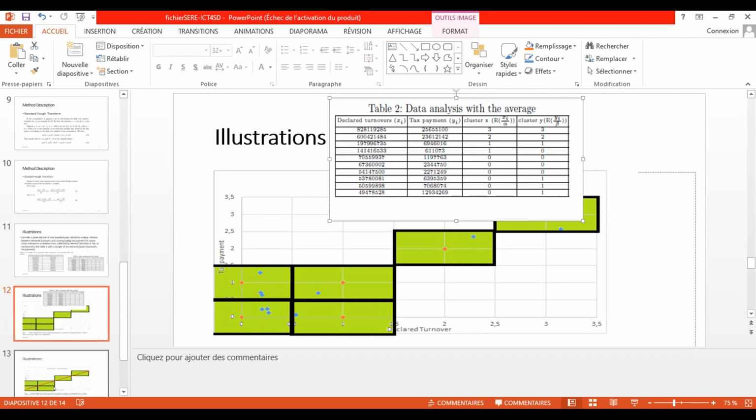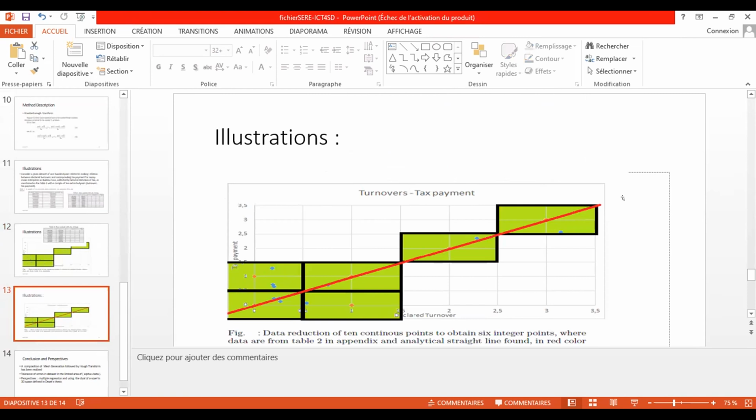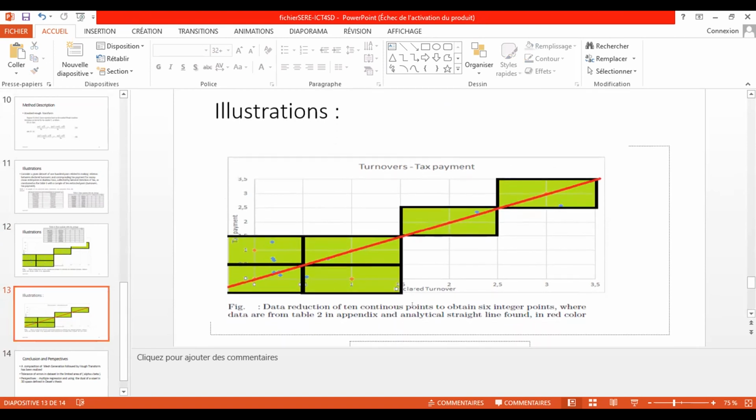Okay. And after that, you can consider that each cluster corresponds to a pixel as in digital geometry and corresponds to an analytical line. We will consider the analytical line. In this way, you see the data reduction of 10 continuous points to obtain 6 integer points, okay? Because here you have 10 blue points, but at the end, we get 6 integer points represented by 1, 2, 3, 4, 5, and 6 here.